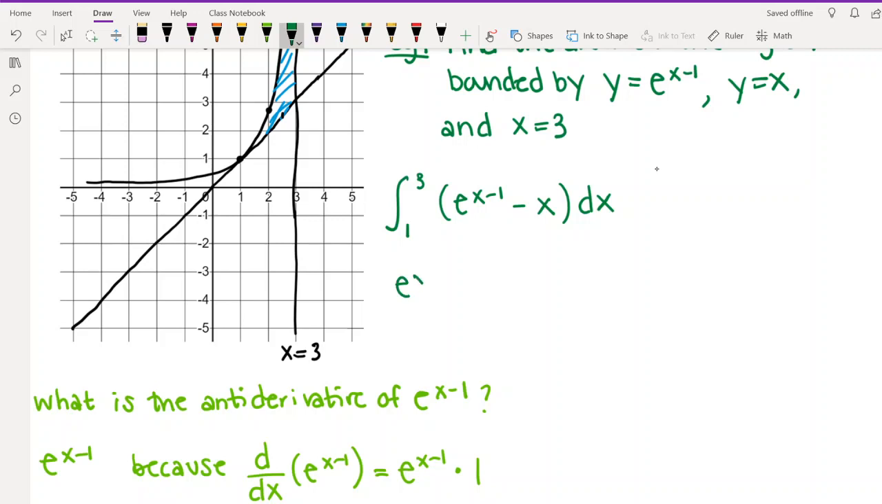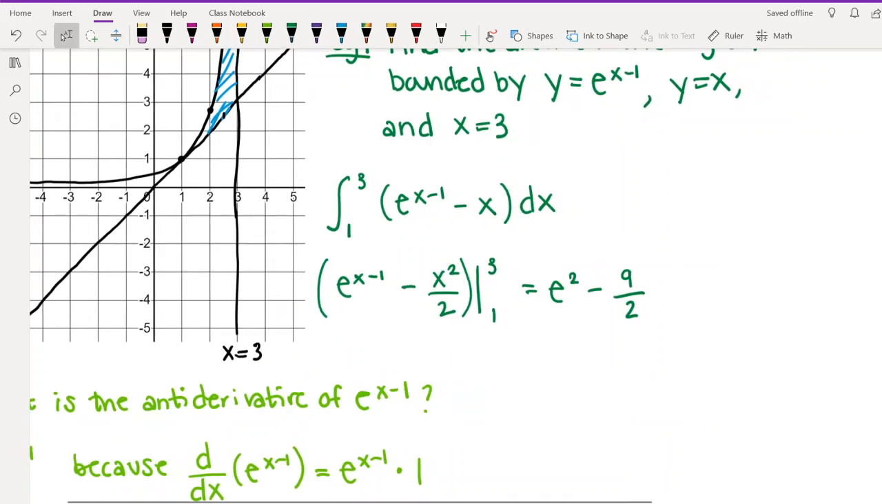Okay, so now we're taking the antiderivatives, right? So we established already that the antiderivative of e to the x minus 1 is e to the x minus 1. And then the antiderivative of x is going to be x squared over 2. And then we're evaluating at 3 and at 1. So e to the x minus 1, if we plug in 3, we get e squared. And then we have minus 9 halves. And then from that, we're going to subtract e to the 0 minus 1 half.